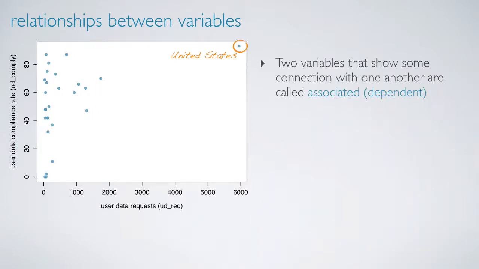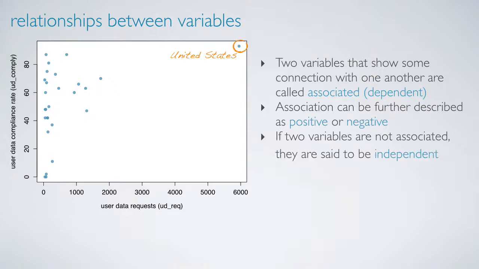When two variables show some connection with one another, they are called associated or dependent variables. The association can be further described as positive or negative, and for these variables, the association appears to be positive. If two variables are not associated, they are said to be independent. In the remainder of the course, we will learn formal approaches for evaluating relationships between variables, and we'll always remind ourselves that it's a great idea to first stop and think about what types of variables you're working with in order to easily determine which type of analysis is most appropriate.